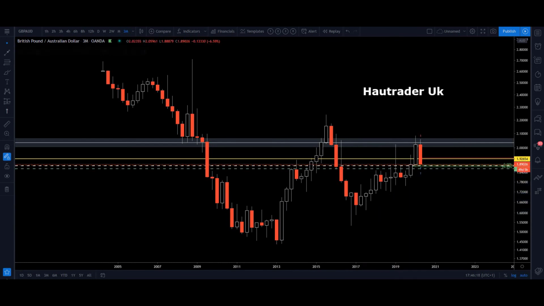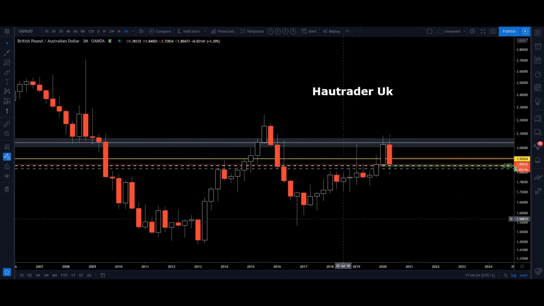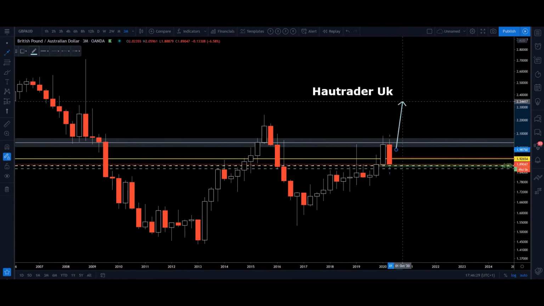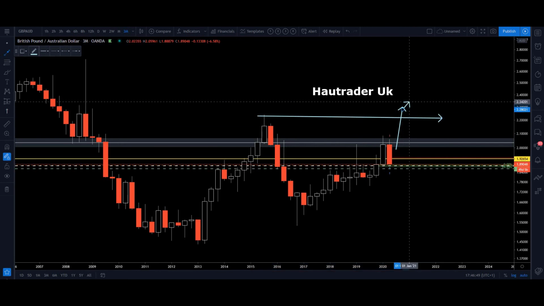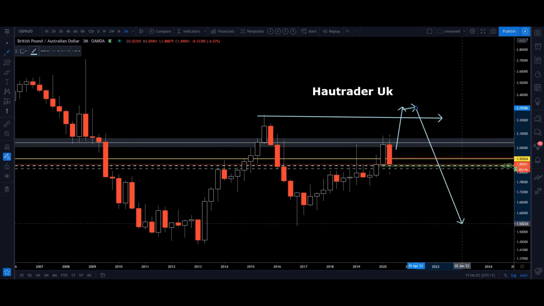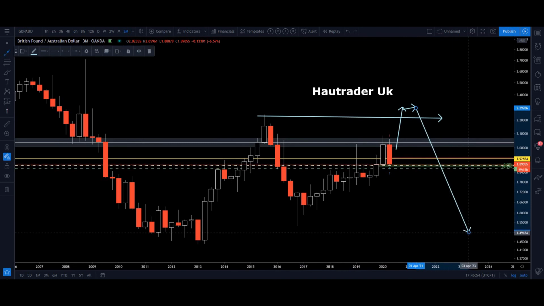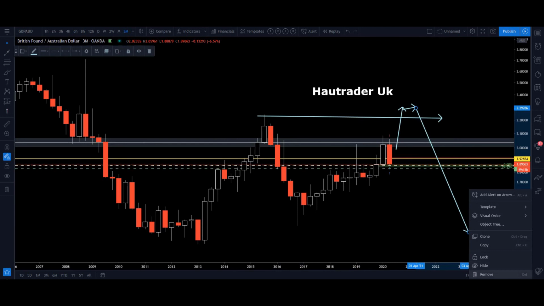Let's get rid of these lines. So here we are in this correction, okay? And I still think that this correction has some more distance to travel north. What I'm thinking is that price is going to come into this area. I believe that price is going to take out this high, and then we're going to have some kind of pattern up here, and then I believe that price is going to come down here. Overall we're looking to play a down move.